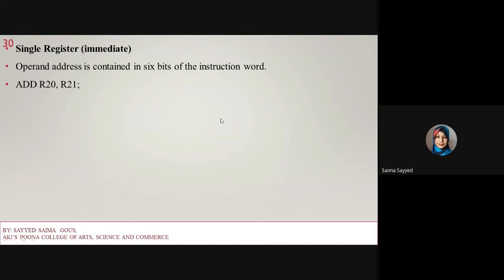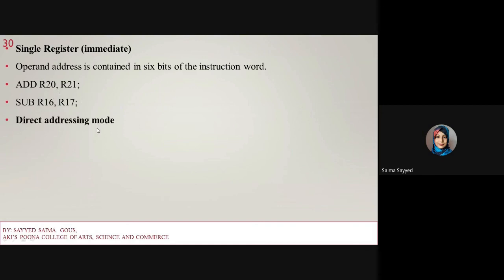Then the two register addressing mode. Here the operand's address is contained in 6 bits of the instruction word. Now here it deals with two registers, Rd and Rr. Rd is the destination register and Rr is the source register. Here these are the instructions: ADD R20, R21, then SUB. There are many instructions which deal with two registers, so they are called register addressing mode.